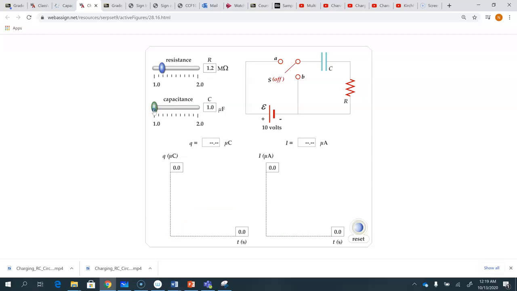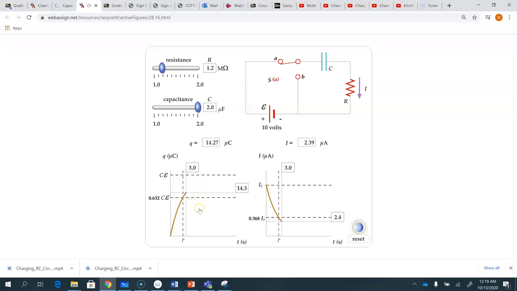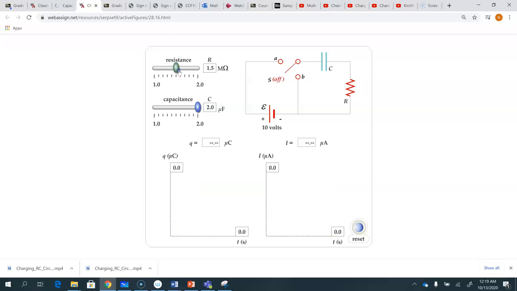So you can see if I make the capacitance quite large at 2 microfarads, and leave the resistance as it is and the EMF as it is, when I close this, you can see since the capacitance was higher, the maximum charge is also higher, but that didn't do anything to the initial current. Maximum current is E divided by R. That didn't change.